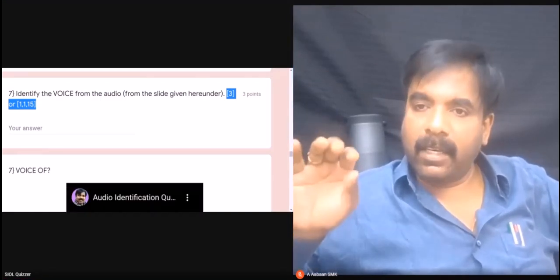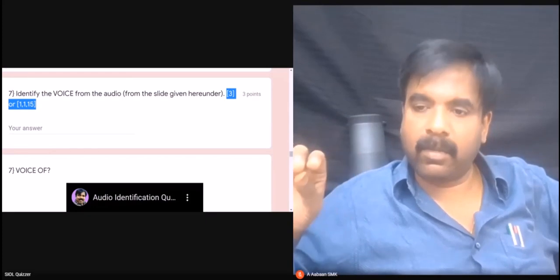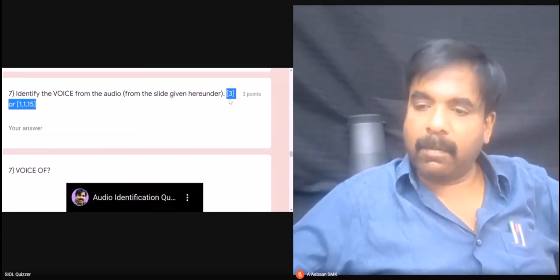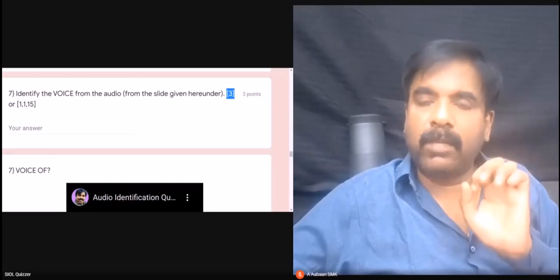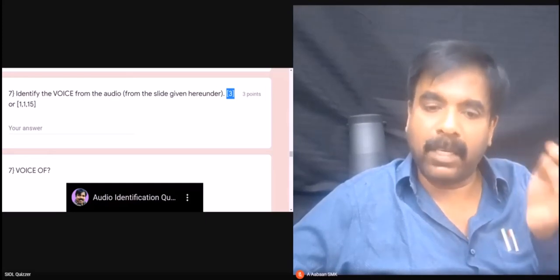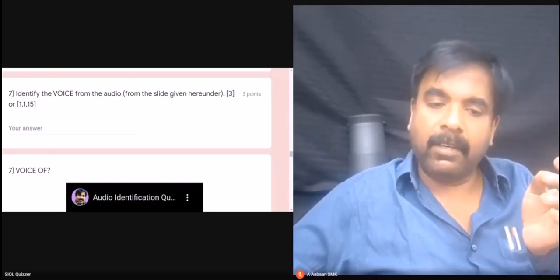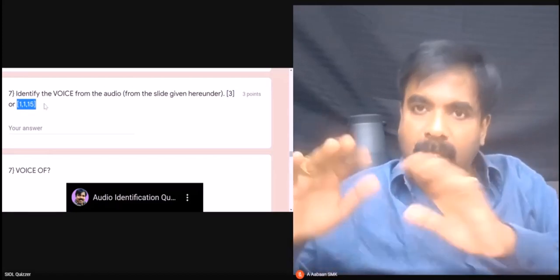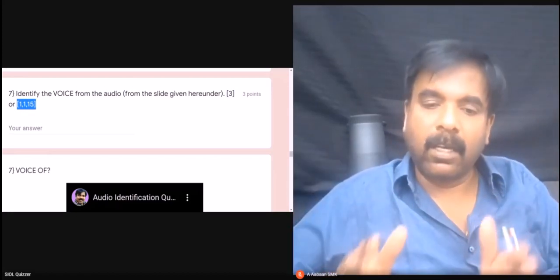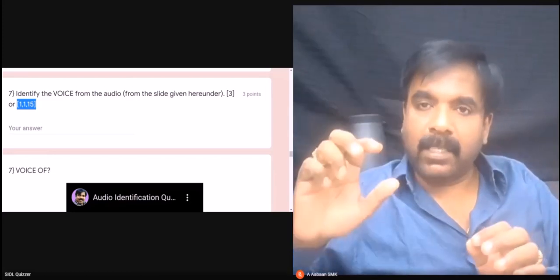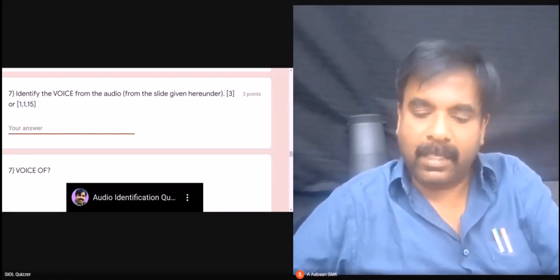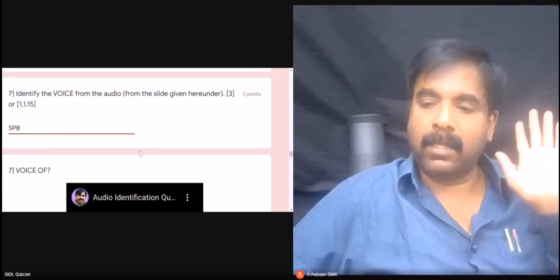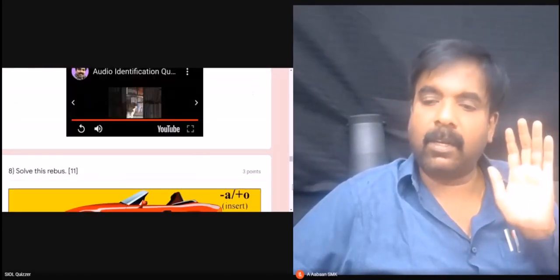Okay, so what we heard is the voice of S.P. Balasubramanian. Here they have given within bracket 3, and 3 means the answer ends in 3 letters. If the answer is going to be in 3 letters, it is just SPB, or they have given this option also. So you can just write SPB if you want, or S space P space Balasubramanian, but I prefer the easier way, so I am typing SPB. That's all. Let me go to the next question now.